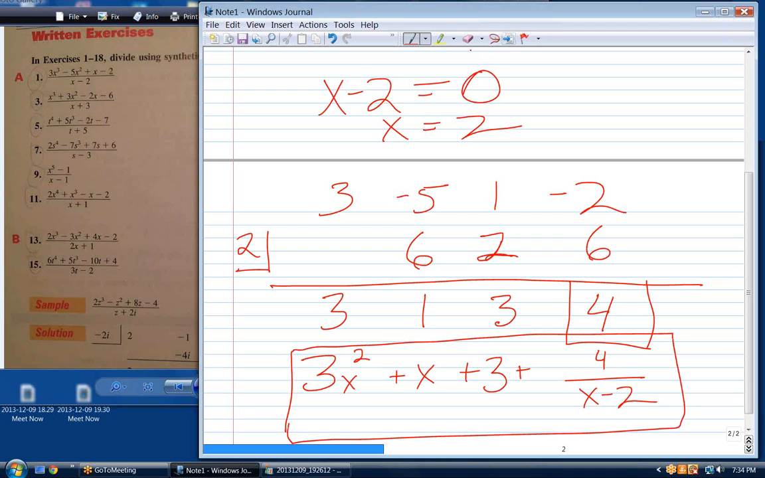Okay? And you have something called the rational factor or zero remainder theorem that says that if this remainder is not 0, then x minus 2 is not a factor of that polynomial, and 2 is not a 0. In other words, in order for this to be a factor of this polynomial, you must get a 0 in this final spot there.